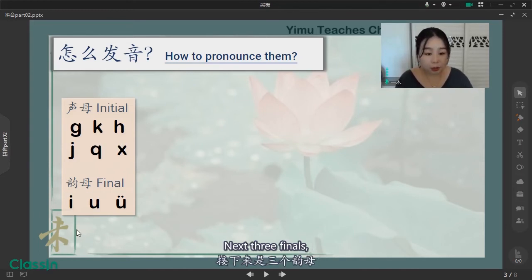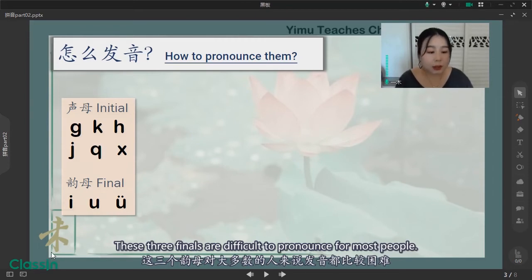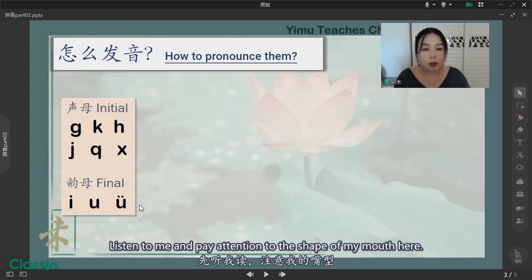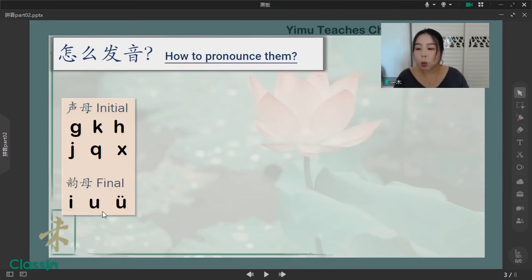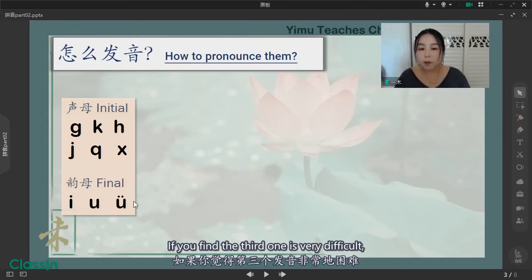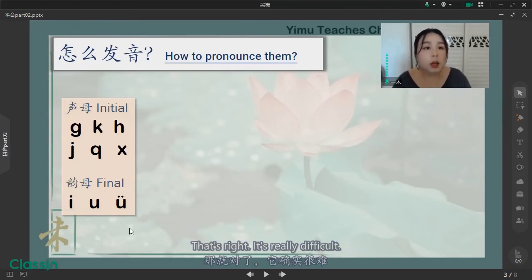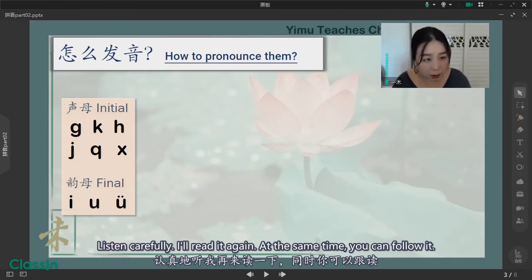Next, 3 phonemes. These 3 phonemes are difficult to pronounce for most people, especially the third one. Listen to me and pay attention to the shape of my mouth here. i, u, ü. Once again. i, u, ü. If you find the third one is very difficult, that's right. It's really difficult. Listen carefully and read it again. At the same time, you can follow it.